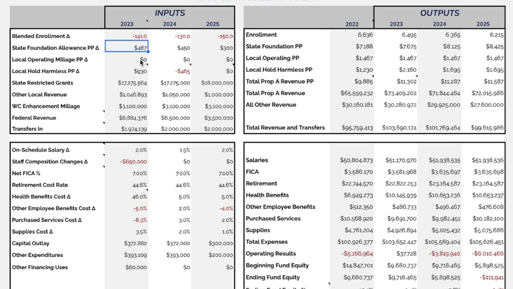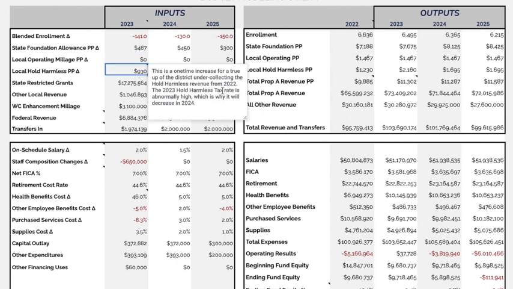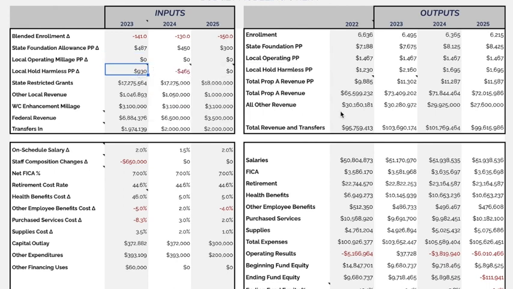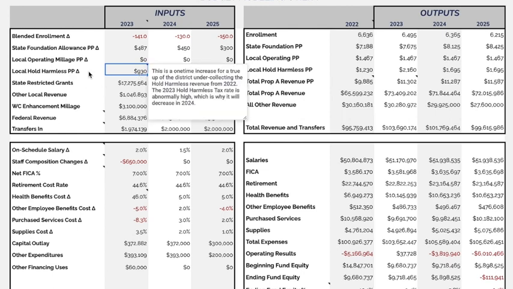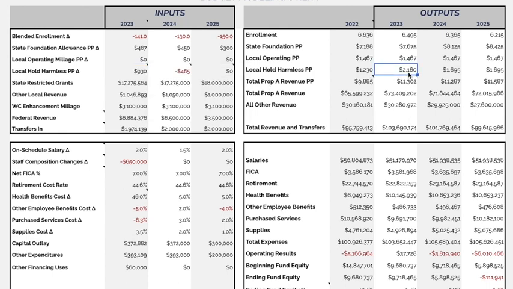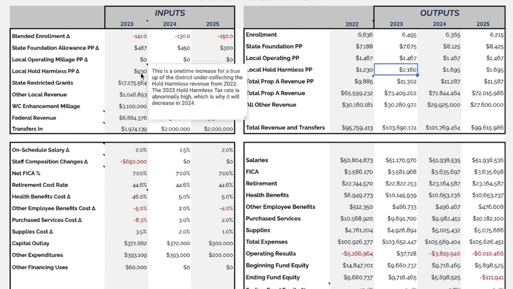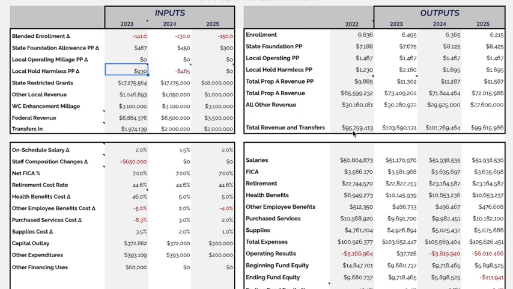No change in the local operating millage. We'll cover that in detail in some other presentation, but for now, just know that it's pretty much flat at $1,467 per student. Then we have the local hold harmless revenue per pupil, and you can see this large increase. The hold harmless revenue per pupil in 2023 went up $930 over 2022, which is a huge increase, and gets it to a total of 2,160. So that's a huge factor in 2023.